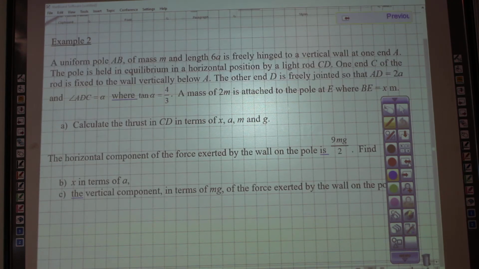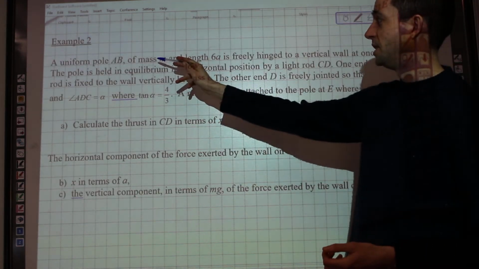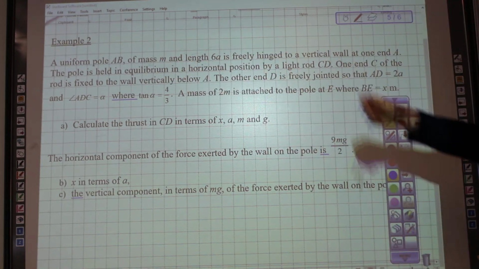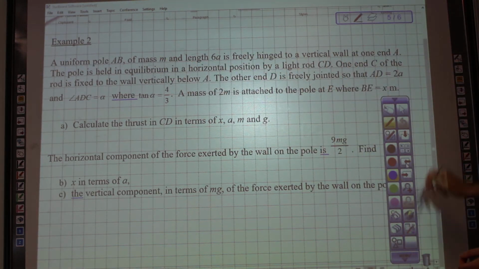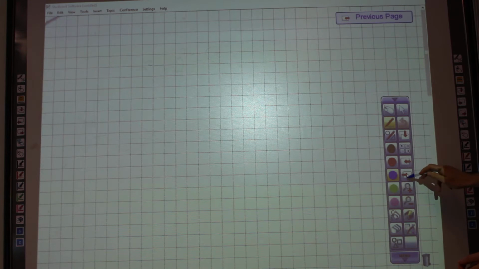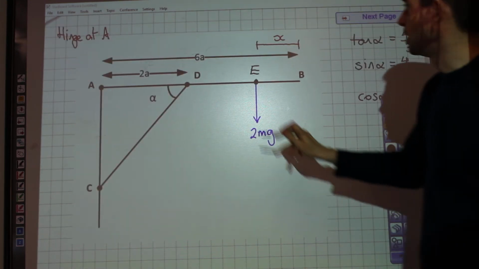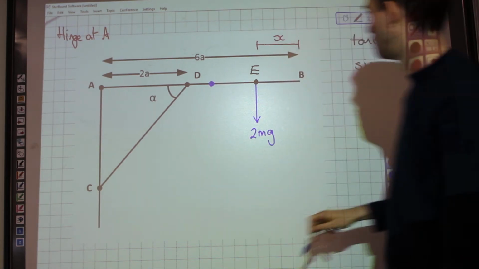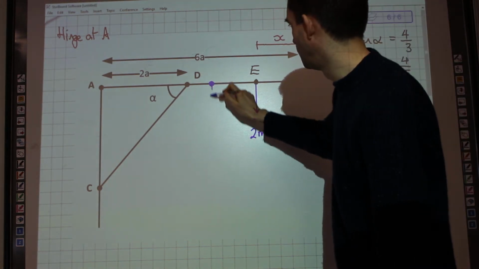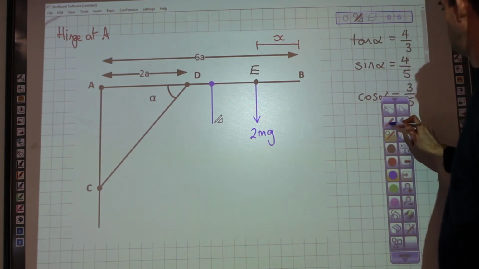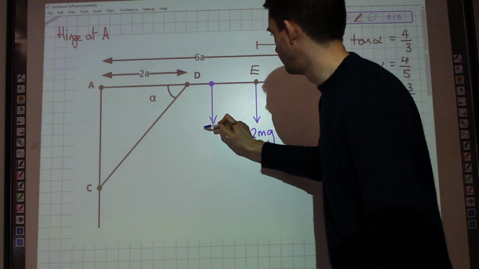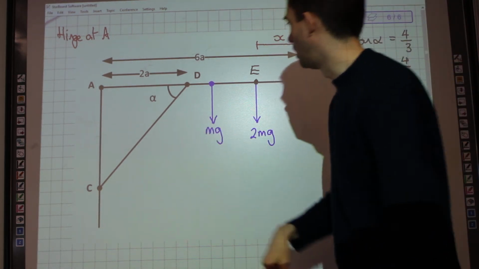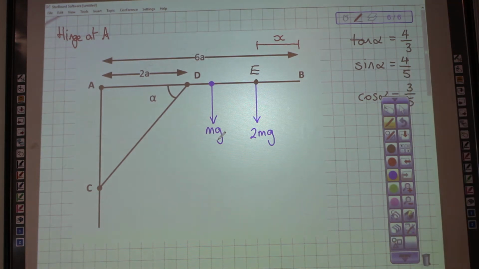Right, now let's consider other forces that are going to be acting on this system. The mass of the pole is m, and it's uniform, so that's going to act halfway along the pole. So we draw a point in here that's halfway, and we label a weight going vertically downwards of mg. So we've got that force there.